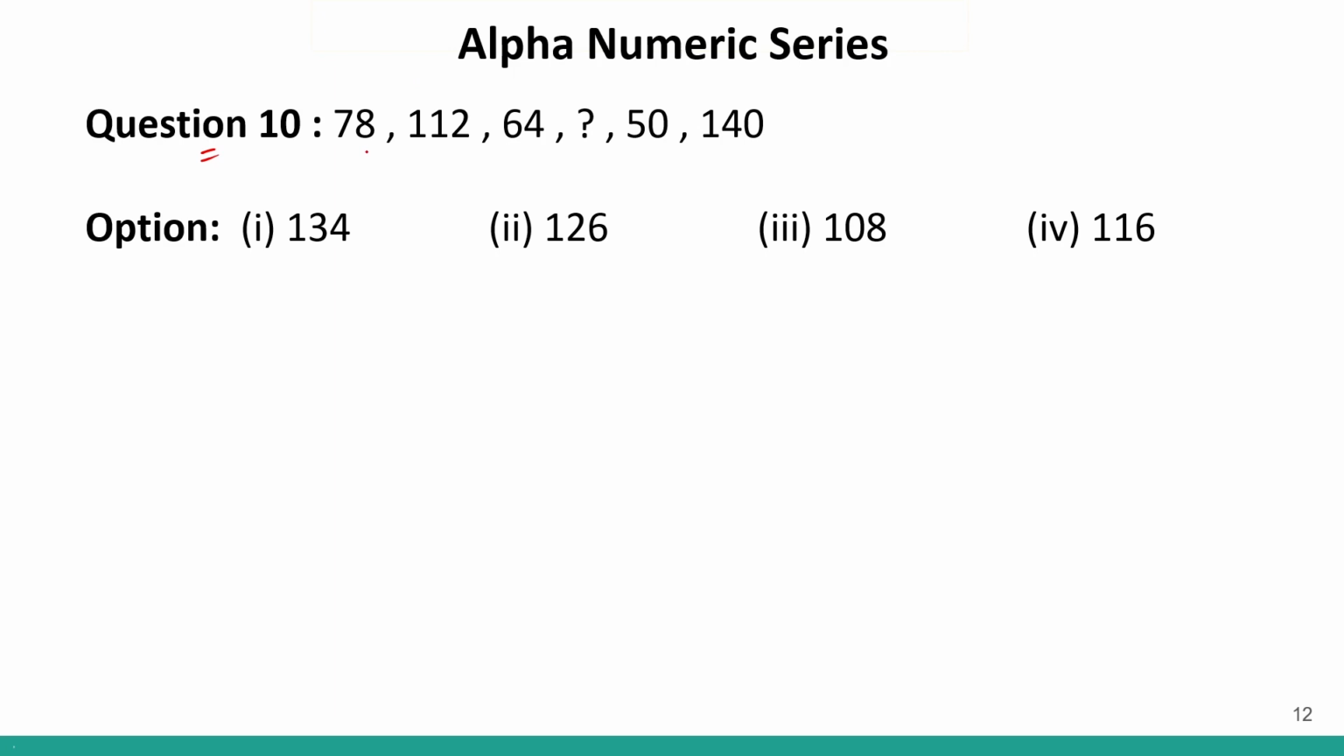We have 78, 112 and we have 64, we have 50 and 140. Okay. So now 78 and 112 I see an addition. 112 to 64 is subtraction. Similarly, over here also I see addition. So basically I can see an alternate series of addition, subtraction, addition, subtraction and addition. Correct?